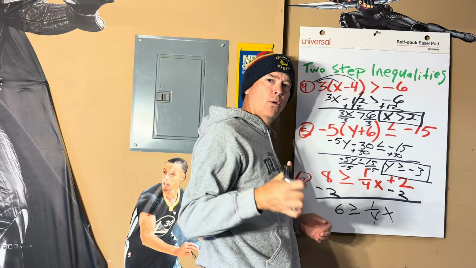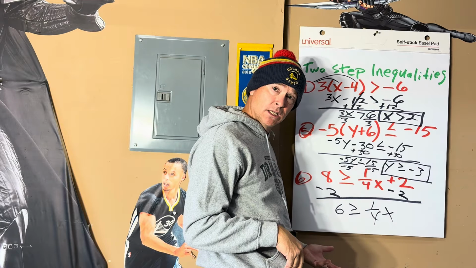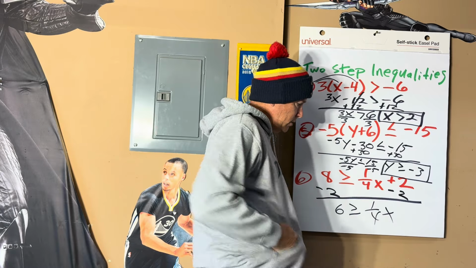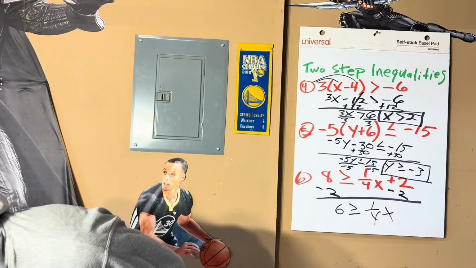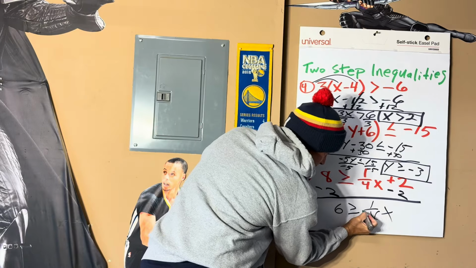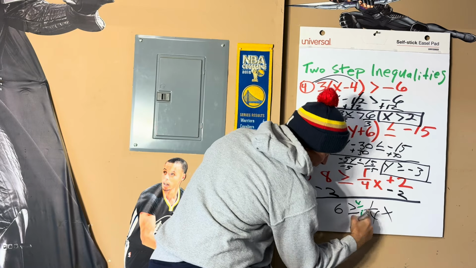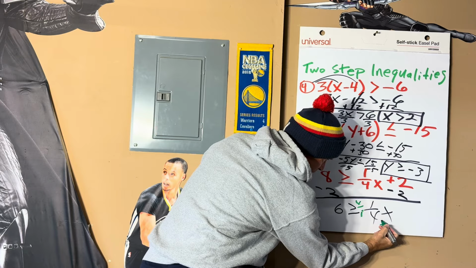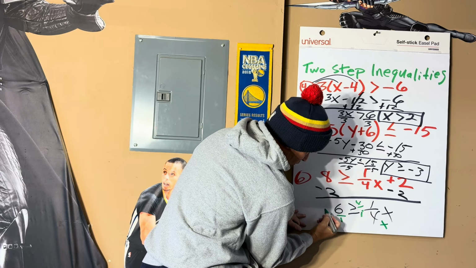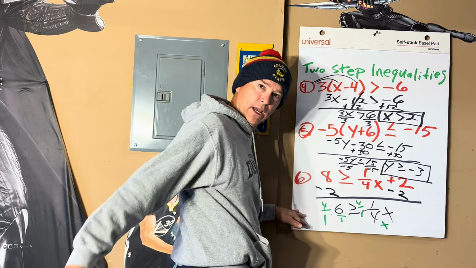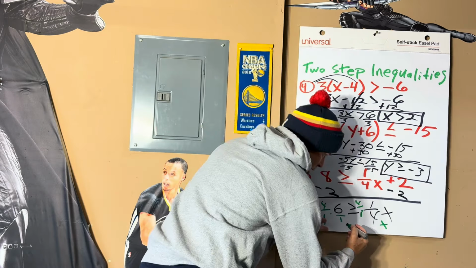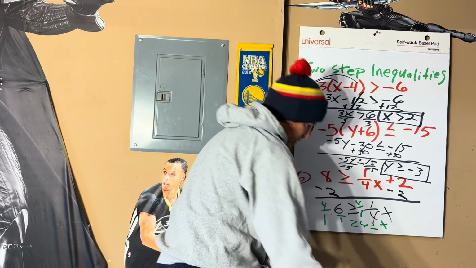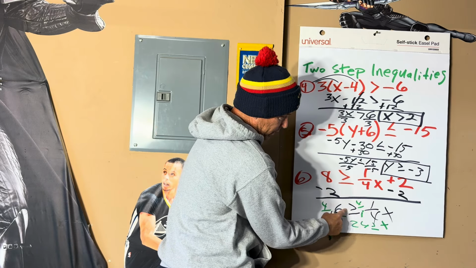Again, the way you can make a fraction 1, you multiply it by its flippy flip. If you multiply 1/4 times 4 over 1, which is its flippy flip, that becomes 1x. That's cool. What thou doest to one side, thou must doest to the other. So that's 24. 24 is greater than or equal to x.